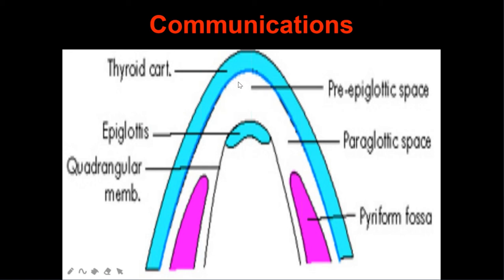In this picture you can see the pre-epiglottic space, and it is communicating with the paraglottic space on either side. This is the epiglottis and this is the quadrangular membrane. The quadrangular membrane is the intrinsic membrane, and this is the pyriform portion.